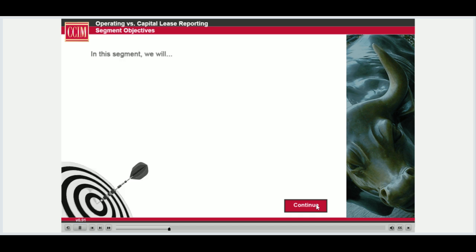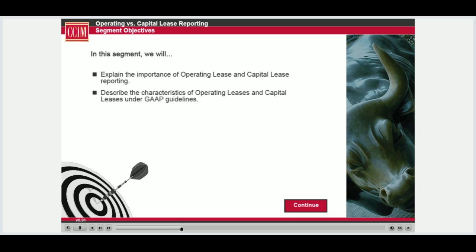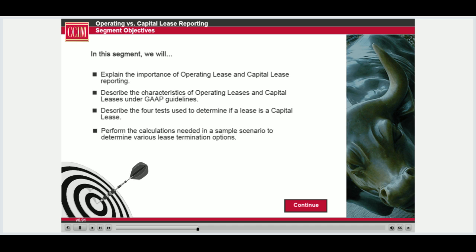In this segment, we will explain the importance of operating lease versus capital lease determination. Describe the characteristics of operating leases and capital leases under GAAP guidelines. Describe the 4 tests used to determine if a lease is a capital lease. Perform the calculations needed in a sample scenario. To determine the impact of various lease termination options on the capital lease determination.